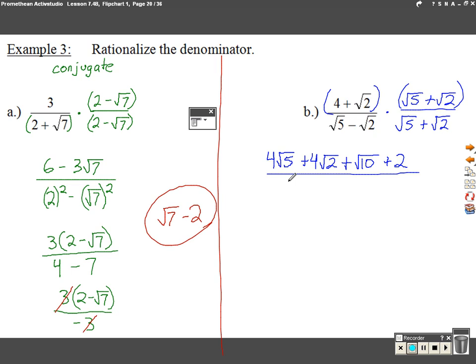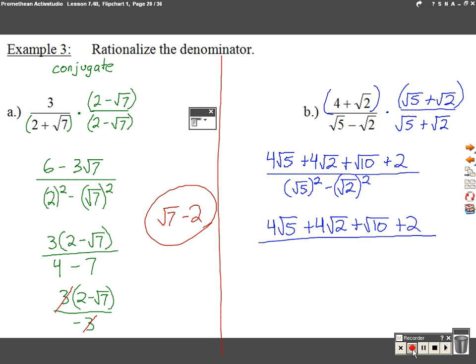And then the denominator, we have difference of 2 squares. It will be the square root of 5 squared minus the square root of 2 squared. So I just copy the numerator down on the next step. And then our denominator, we end up getting 5 minus 2, which is 3. This does not simplify anymore, so you're done. We rationalize the denominator. We no longer have irrational numbers in the denominator.